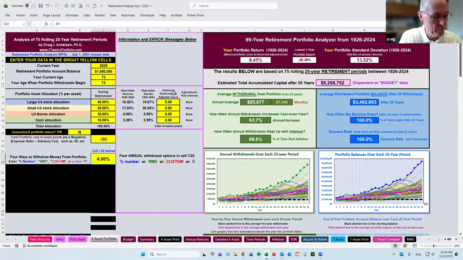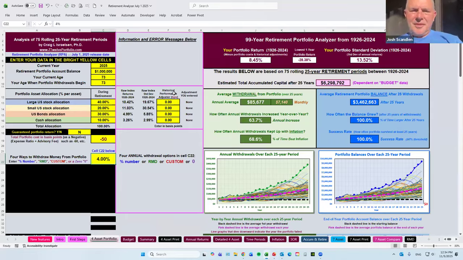I'm going to get a piece of paper, and you don't have to do that, but if you want to follow along, I call this coloring along with Eddie. So we've got a 4% withdrawal rate, and our average withdrawal is call it $86,000, so 86K. And our average ending balance is $3.4 million.